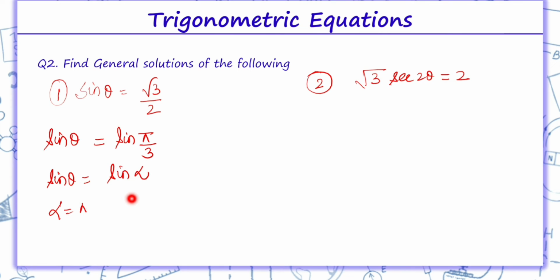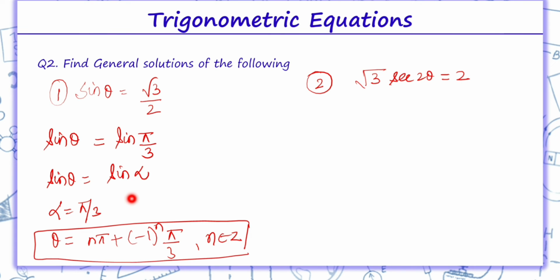So over here the value of alpha is pi by 3. So the value of theta will come out to be n pi plus (minus 1) to the power n into pi by 3, where n belongs to z. So this is the general solution of the equation when it is sin theta equals sin alpha.